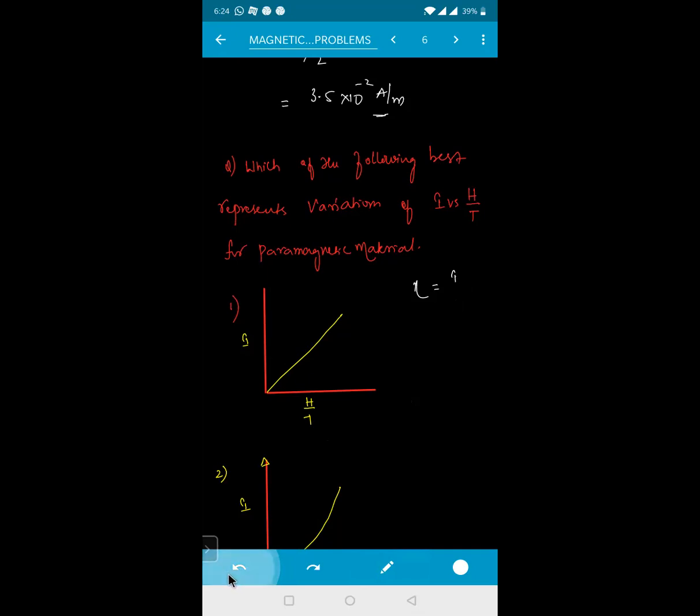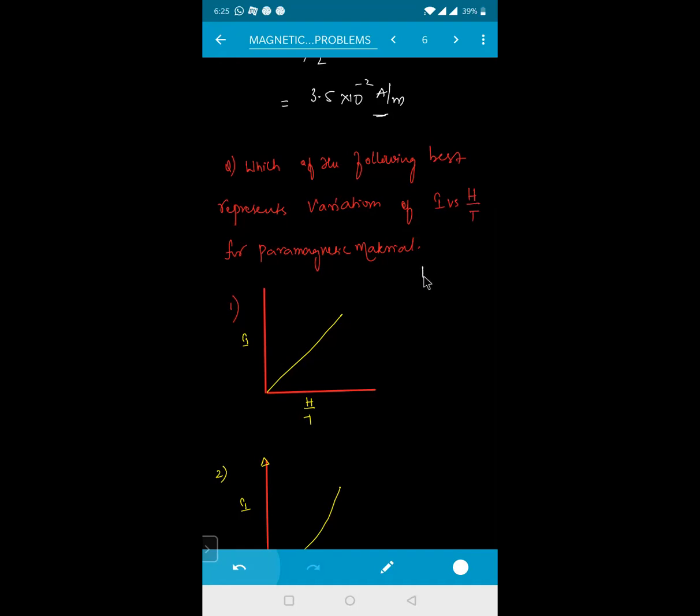Susceptibility is I by H, sir. I by H or H by I? Susceptibility is I by H. What is I here? I is the intensity of magnetization. H is the intensity of magnetic field. So H by T represents what? H, the magnetic field, always remains constant for me.